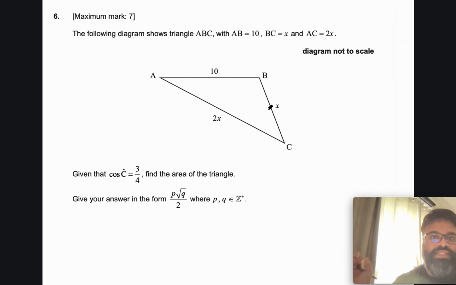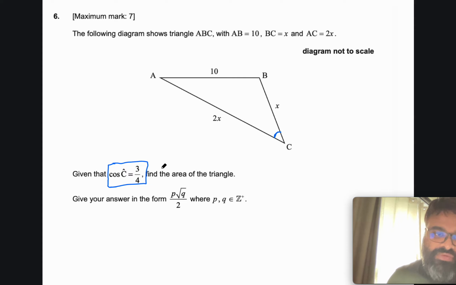All good. Okay, so let's go to the next question. This is question number 6. We have the following diagram, which shows triangle ABC. We have all the values. AB is 10, AC is 2x, this side is x, and we know cos C, so we know this angle, and cos C is 3/4. Then find the area of the triangle. You have to find the area of the triangle and get the answer in this particular form.